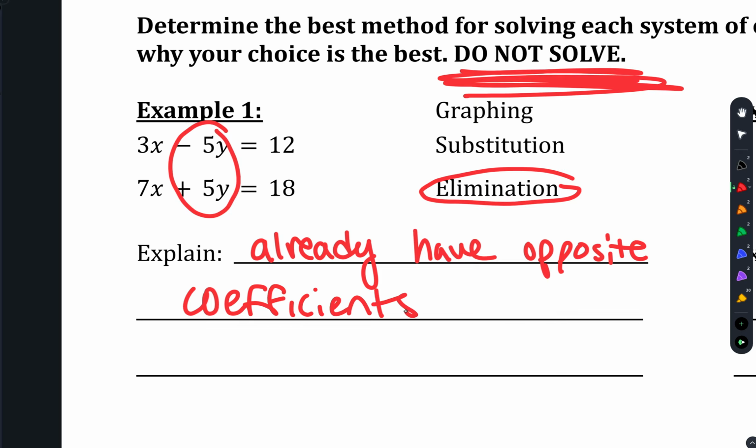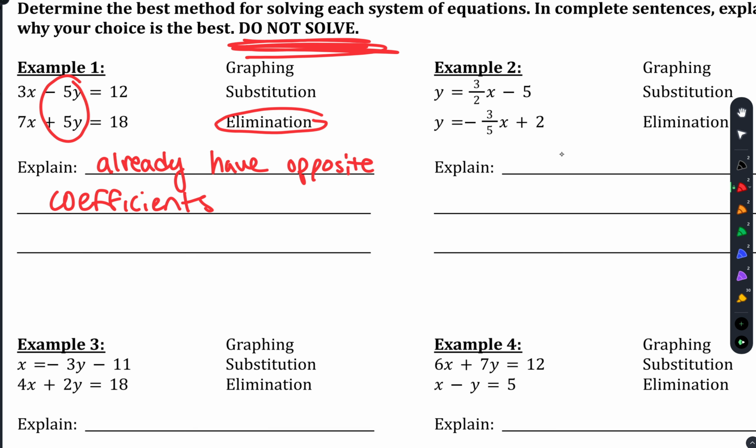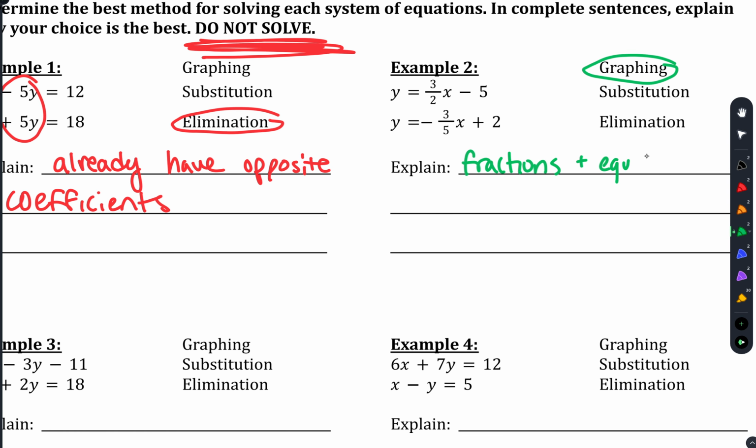This is what I'm expecting your answers, your explanations to look like. They don't have to be proper grammar right now. I'm not going to be picky about it, but I do want a good explanation. Good. What about example 2? Autumn. Fractions and equations in slope-intercept form.